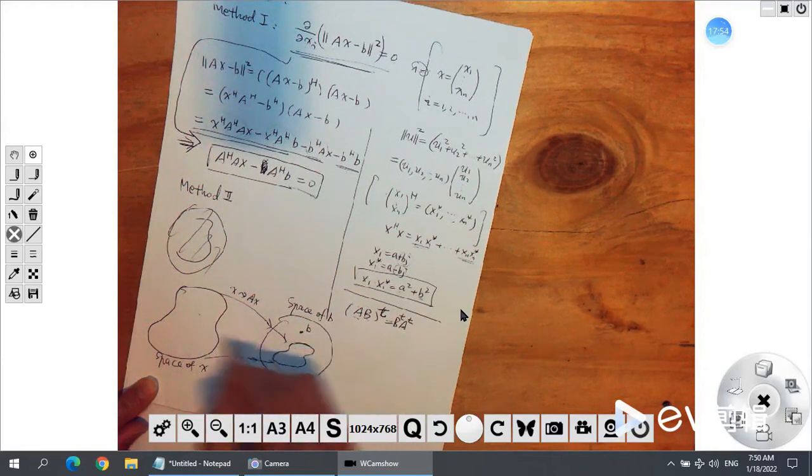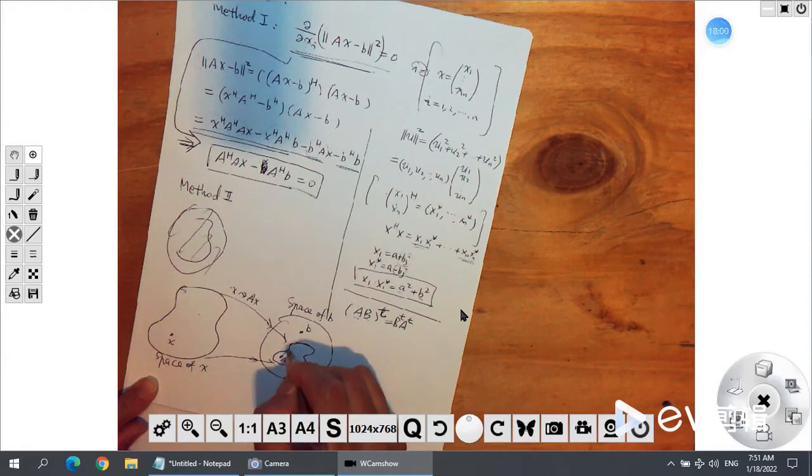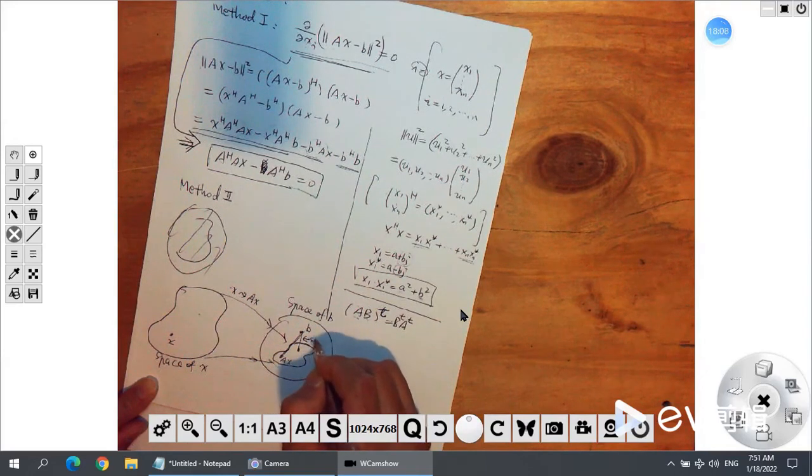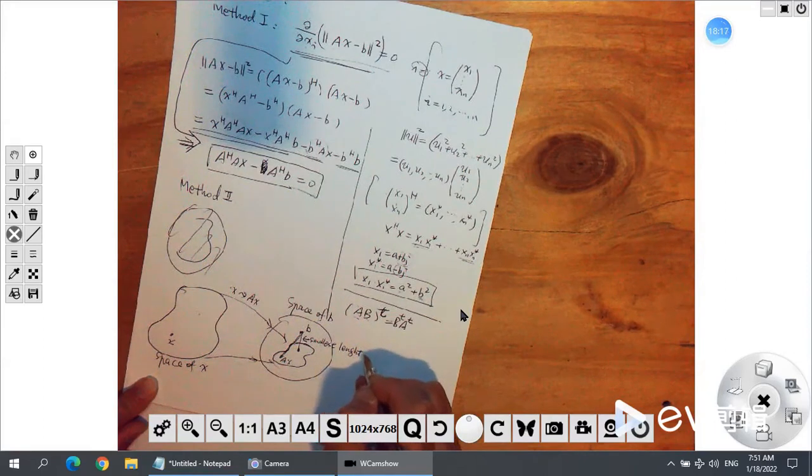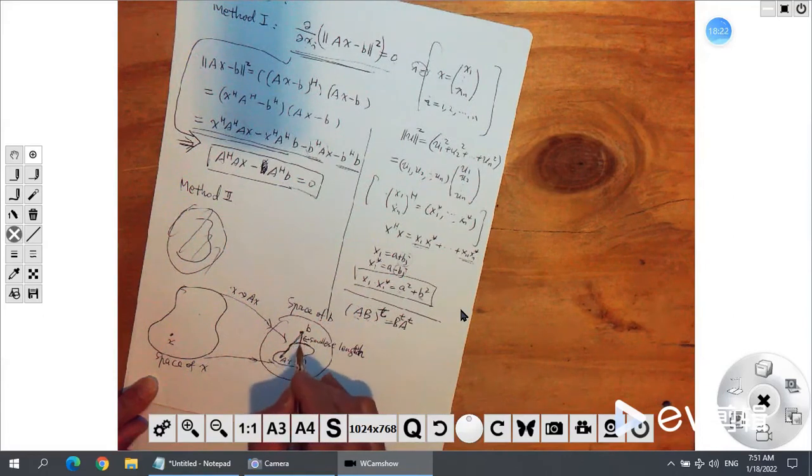But then you can check for any x. Here you have Ax, then you have a distance here, right? And the minimal one will be here. This one is the smallest length, right? This is the smallest, and here will be 90 degrees. Okay, we use this feature. With this feature, this is 90 degrees. Then we can know.